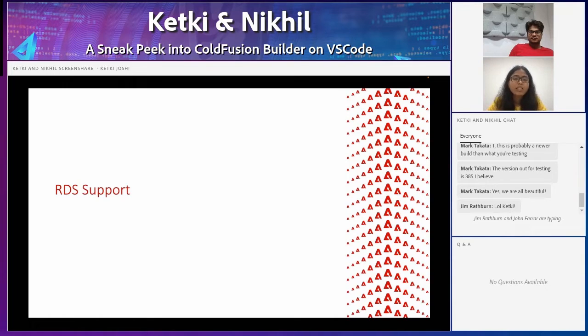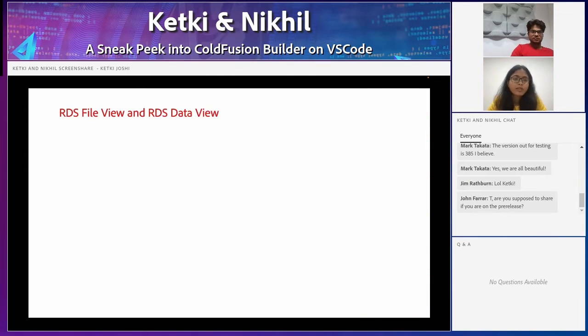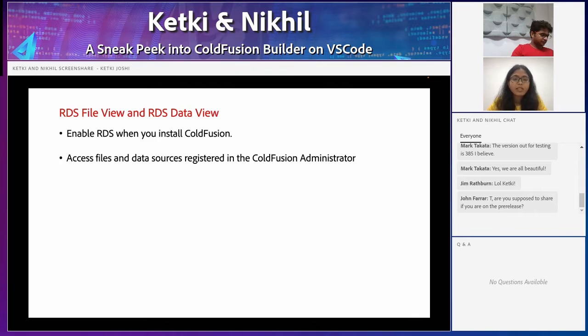RDS is basically Remote Development Services that will let you access the files and the data sources that are created in your CF server. So you have a file view and a data view inside the VS Code editor. What you have to do is first just enable the RDS when you are installing ColdFusion, and it will let you access files and data sources that are registered in the CF Administrator.